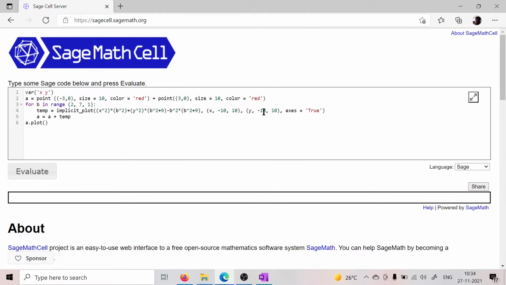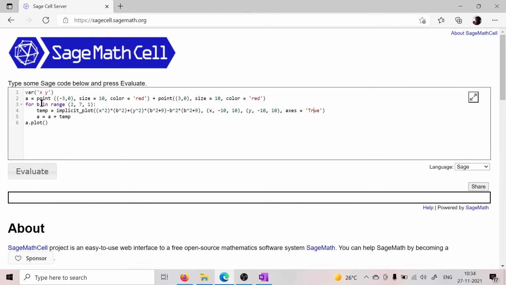Then we have defined the x and y range for which we want to plot the graph. So we want to plot these ellipses in the x and y range of minus 10 to 10 and minus 10 to 10. So now when we plot, we will only be shown x range of minus 10 to 10 and y range of minus 10 to 10 in the xy plane. Axis equal to true shows us the x and y axis. If we don't write this command, then only the ellipses will be shown and the axis will be invisible.